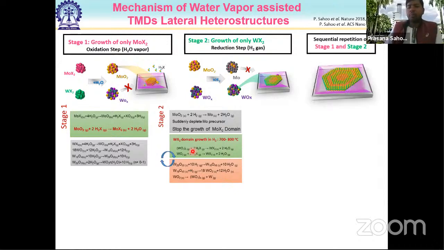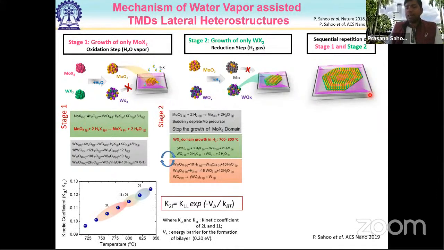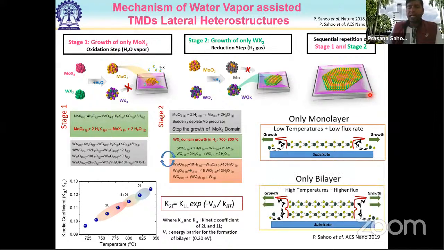The moment you change the carrier gas from one to two, you can keep switching and make this kind of nice sequential heterostructure. And they are all single crystal. One can control the temperature and the kinetic coefficient, because at higher temperature you can even make a bilayer: one layer, then another layer can grow sequentially like that.